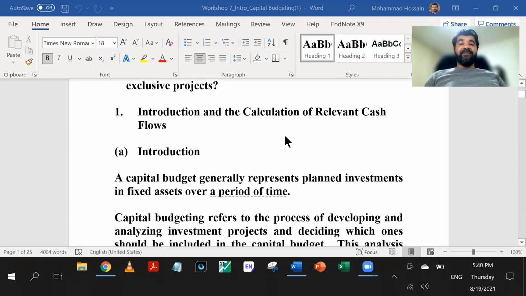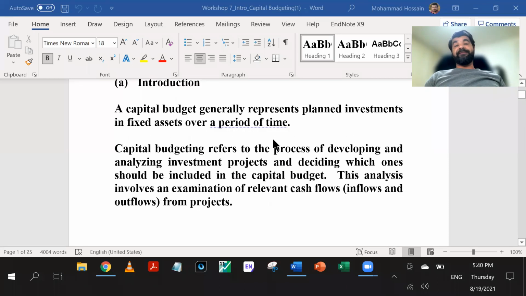Okay, so let's start from the first one: introduction and the calculation of relevant cash flows. Now, what is capital budgeting? What is a capital budget? That's the first thing we're going to talk about here.